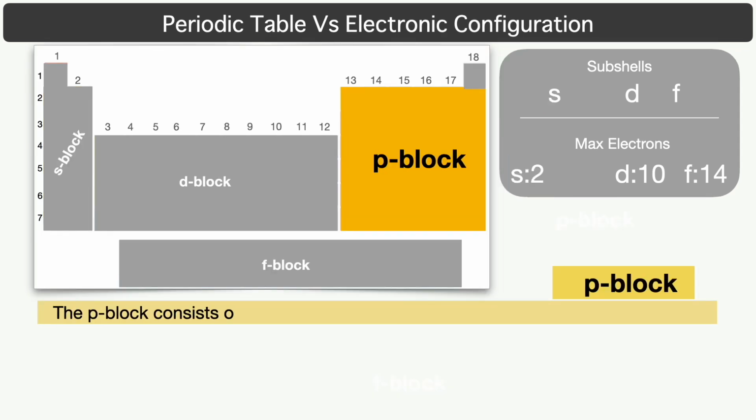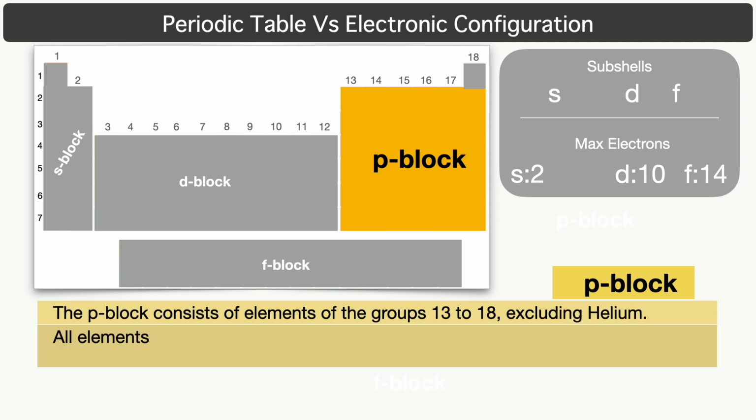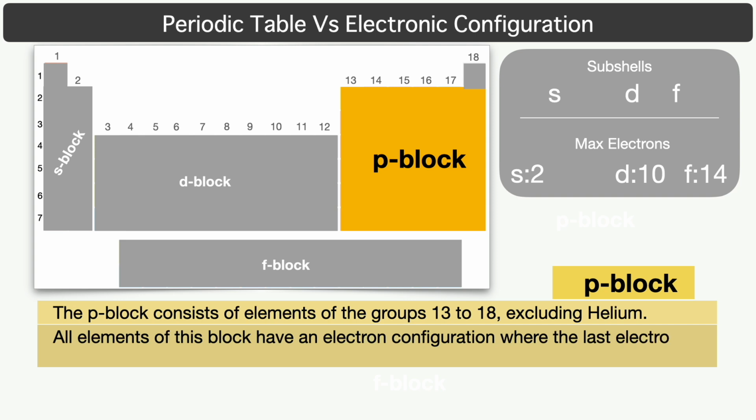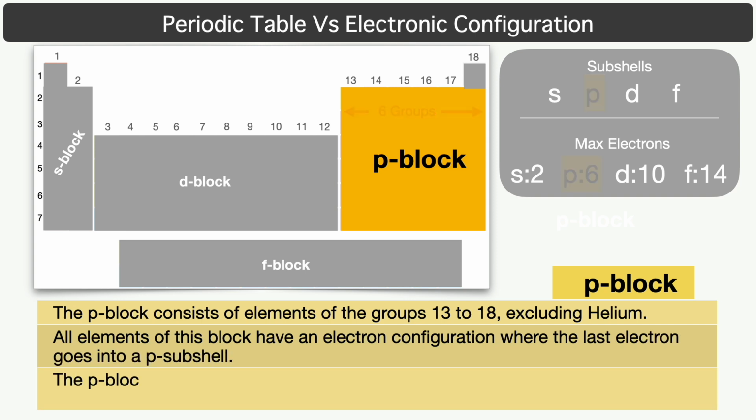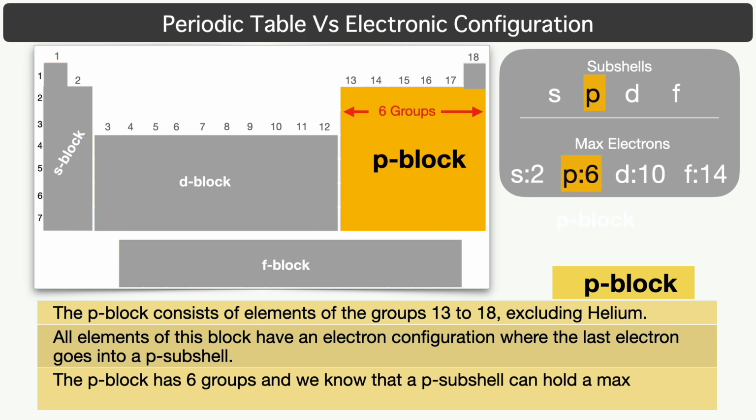The P block consists of elements of the groups 13 to 18 excluding helium. All elements of this block have an electronic configuration where the last electron goes into a P subshell. The P block has 6 groups, and we know that a P subshell can hold a maximum of 6 electrons.